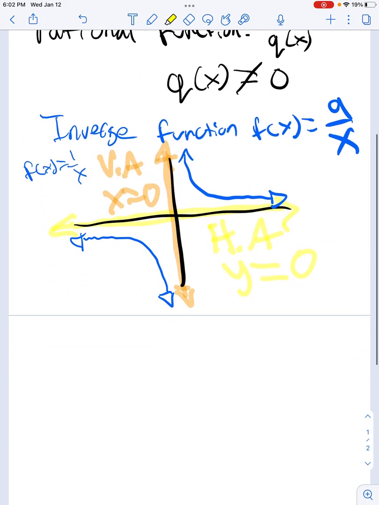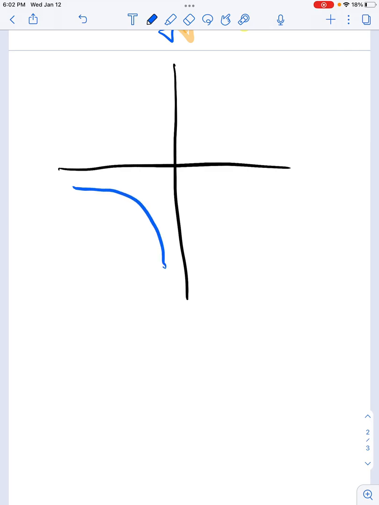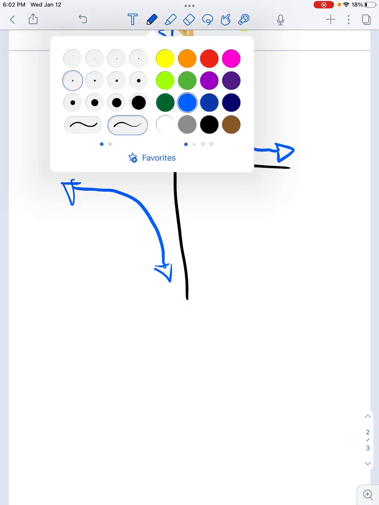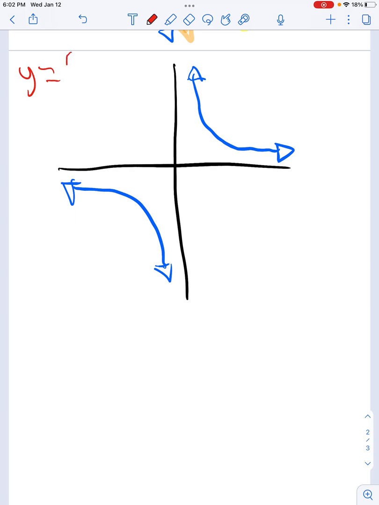So say that we wanted to compare. If this is our parent function, and again, this is 1 over x, we want to compare that to a function that is 6 over x. So again, I'm just going to draw up our initial graph. Looks something like this. If this was a quiz, I would want you to specifically plot these points. So we're going to graph y equals 6 over x.